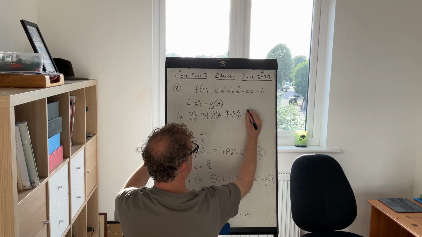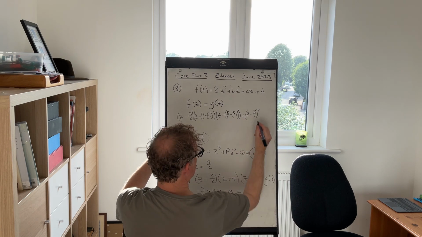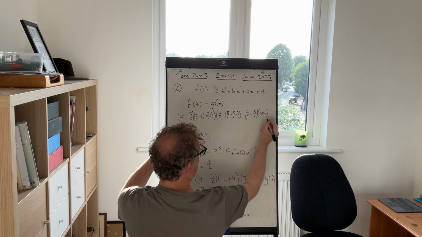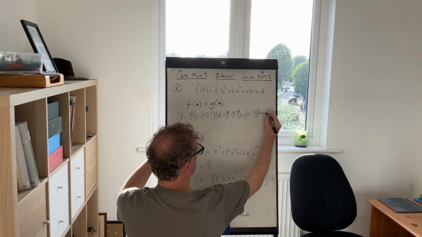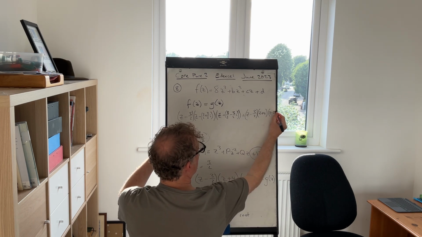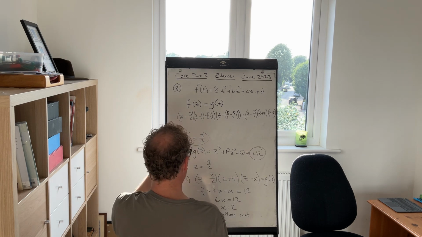z minus 3 over 2, z plus 4, and z minus 2. I'm running out of room here. That's not very well done, but hopefully that makes sense to you.